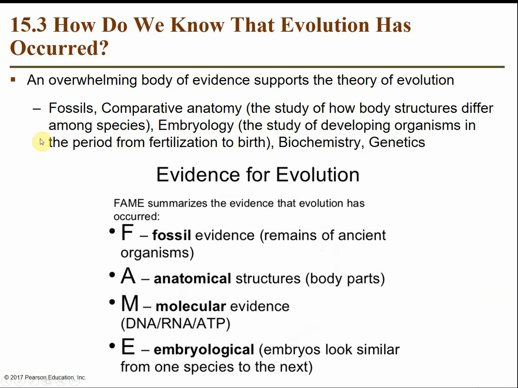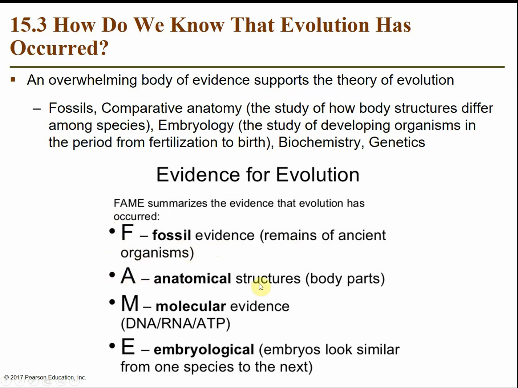So as we know, there's an overwhelming body of evidence supporting the theory of evolution. So things like fossils, comparative anatomy, looking at how different body structures differ among species, embryology, biochemistry, genetics. So just remember FAME, right? So F for fossil evidence, right? So just remains of ancient organisms, evidence of ancient organisms.